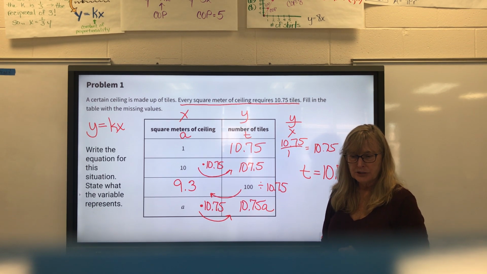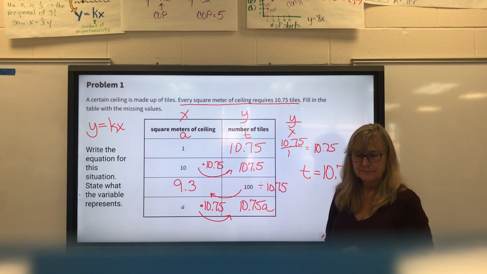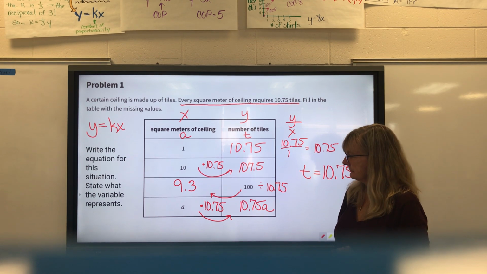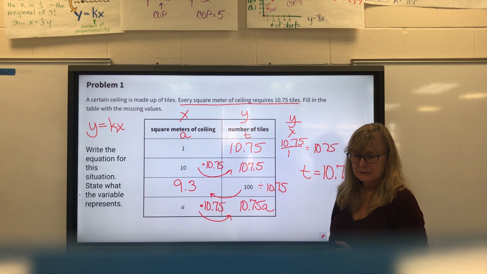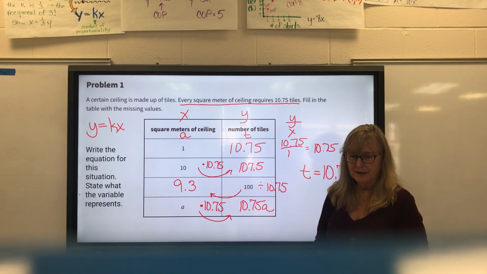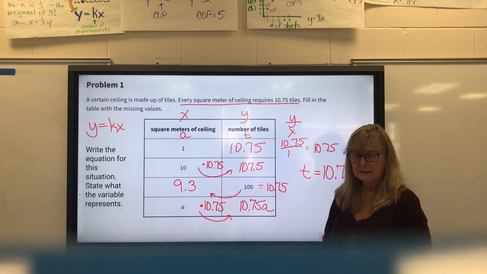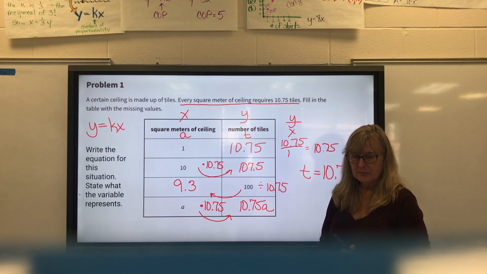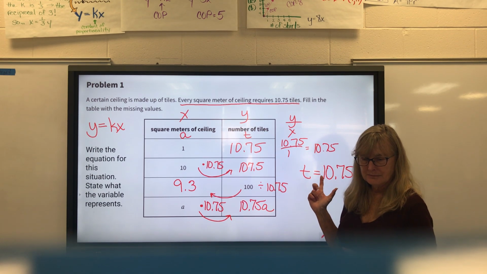All right, any other questions? Who needs more time? When we put it into the quiz, if we don't put the A, will points be taken off? Yeah, it would be wrong. Because T does not equal 10.75. T equals 10.75a. All right? Put the A at the end. If you don't put the a at the end, it's not the right equation. Okay, any other questions? Anybody else need more time?